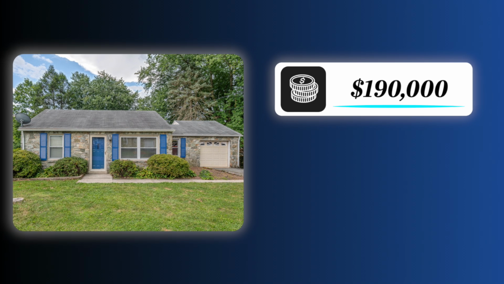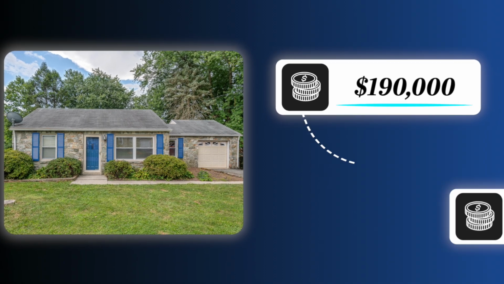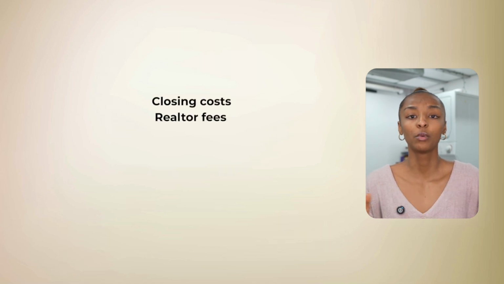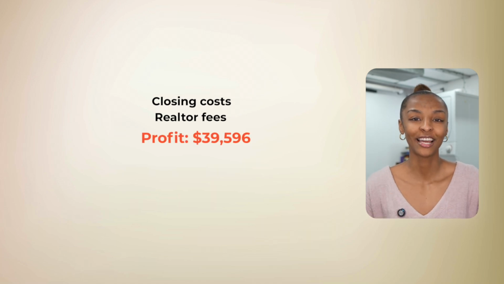But in our case, from that 190 all the way to that 244.9 price, we told her we would take care of her closing costs and her realtor fees, so she wouldn't have to worry about that. And we were able to profit $39,596. So at the end of the day, she was happy, we were happy, the agent was happy. It literally was a win-win scenario for everyone. But that is how you can do a novation and make money without having your real estate license.